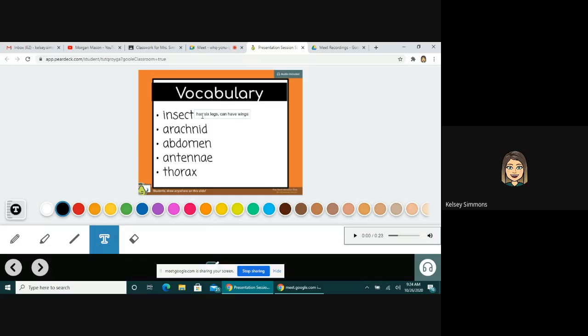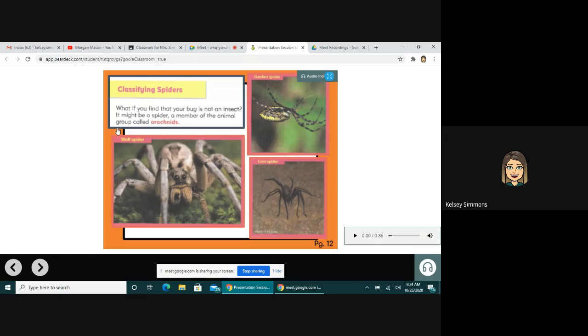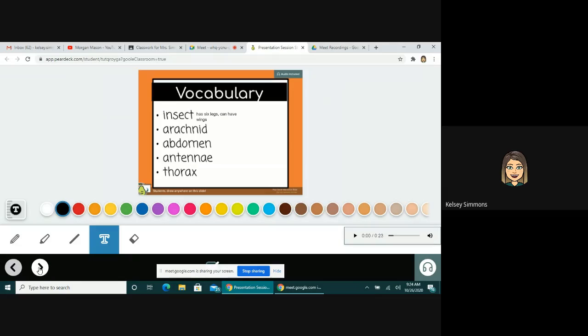Is there anything else that you remember important about an insect? If you do, you can add it to our vocabulary slide. What about an arachnid? Arachnid. Well, if you need to, you can always go back in our book. So you can change your slides down here at the bottom using these arrows, and it's not going to lose the work that you have already done.